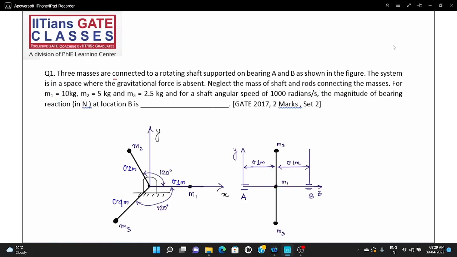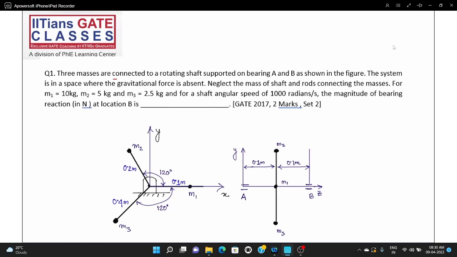M1 is equal to 10 kg. So this is M1. These are two different views, the front and the side view. M1 is 10 kg, M2 is 5 kg, M3 is 2.5 kg. The distances are R1 = 0.1 meter, R2 = 0.2 meter, and R3 = 0.4 meter. The angular speed is also given, but it will not be required. For the magnitude of bearing reaction, if you want to find the unbalanced force, we'll have to use omega.